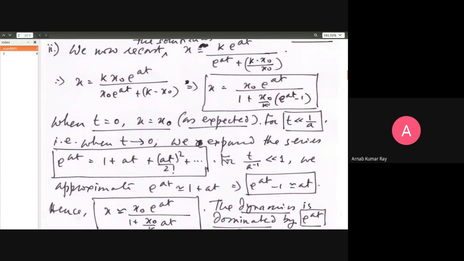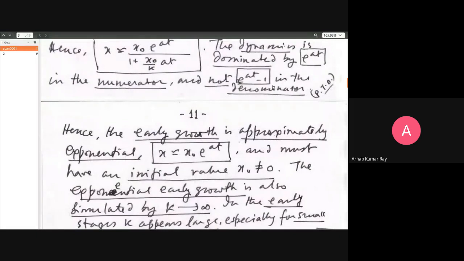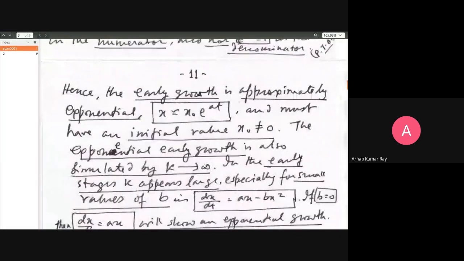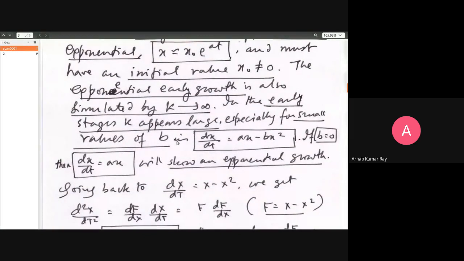Let's say k is infinity. Then x naught by infinity is zero, and x naught into e raised to at minus 1, for whatever time, this part will anyway be 0, and you'll just have x is equal to x naught e raised to at. So I have written that the early exponential growth is also simulated by k going to infinity. That is to say, when b is a small number.